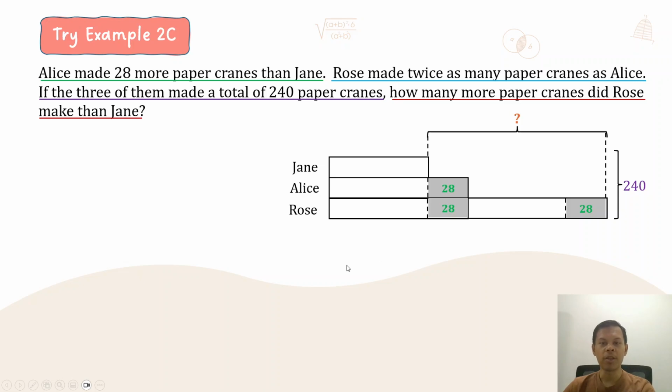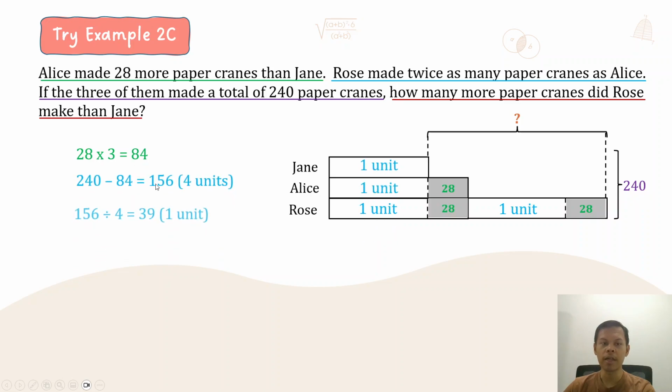What's the first step that we need to do? Yes, we need to exclude all these 28s here because this is the additional. So 28 times 3 because we have 2 in Rose and 1 for Alice. So 28 times 3, we are going to get 84. The total amount of paper cranes, 240, we need to minus 84. 240 minus 84, then we are going to get 156, which is the equivalent of 4 units, which is all this. Then we need to divide it by 4 in order to get 39 for 1 unit.